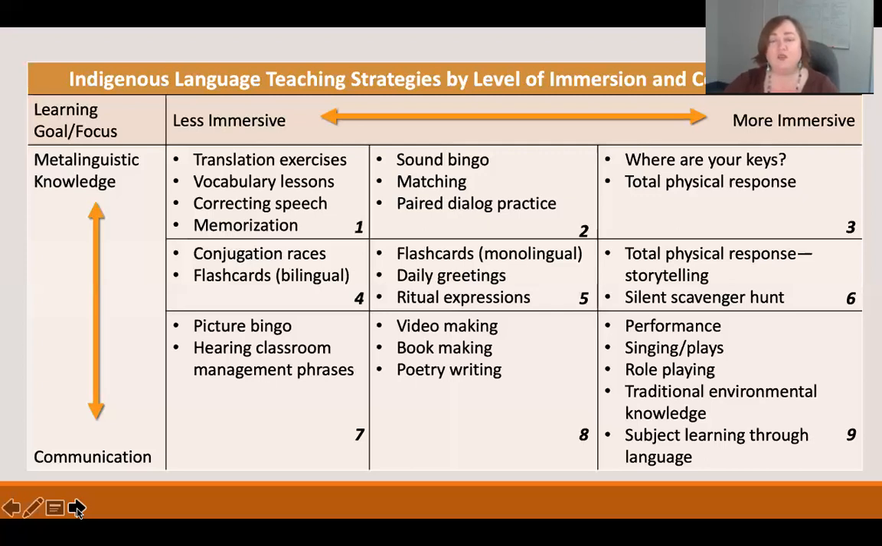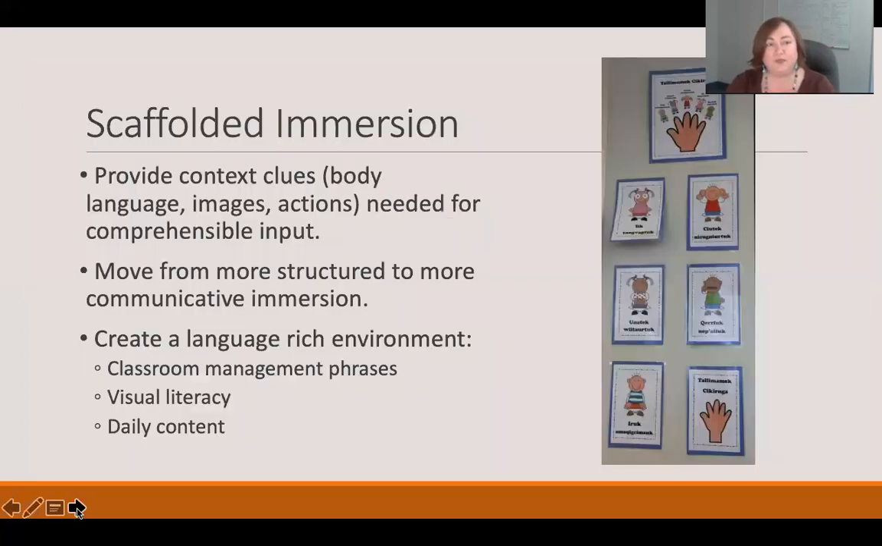That way the students know what they're focusing on is that one word, but they're getting all of the grammar at the same time. So again, this is just a representation of how we can move from less immersive to more immersive and support students by structuring that immersion for them so that they don't feel overwhelmed and discouraged. So this is scaffolded immersion.